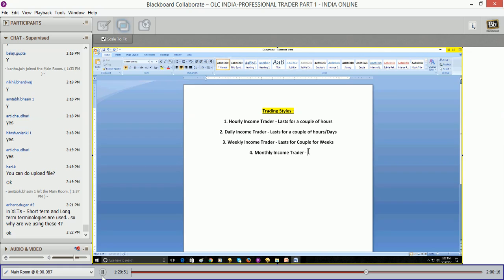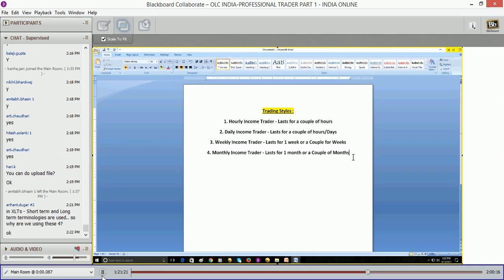Monthly income lasts for a couple of months. Okay, this lasts for 1 week or a couple of weeks. This lasts for 1 month or a couple of months. Yes, these are the 4 styles of trading we are going to use in the professional trader course, friends.